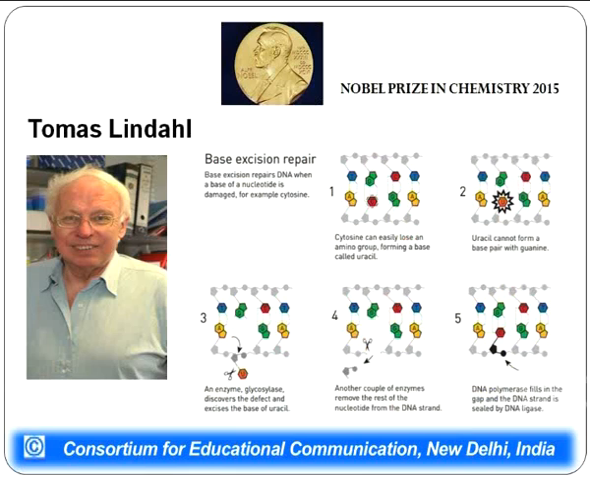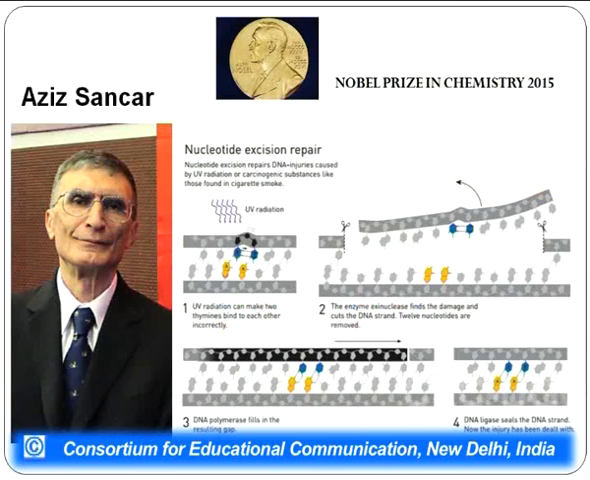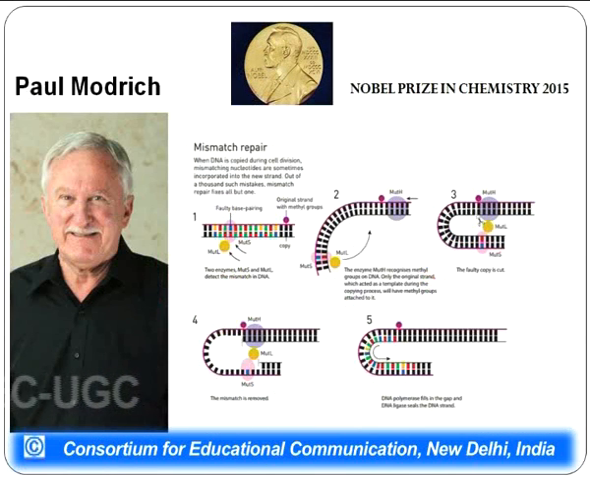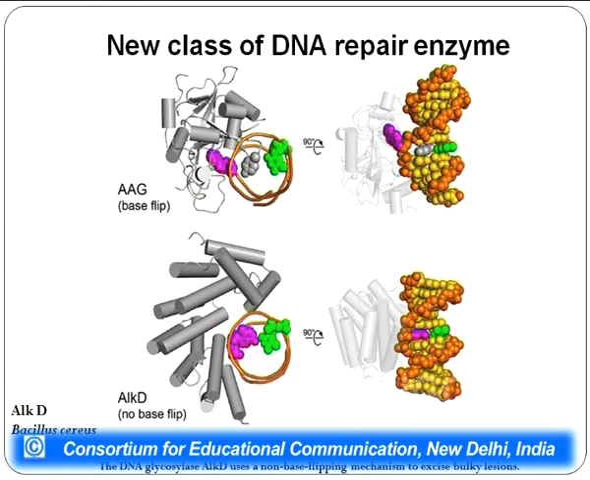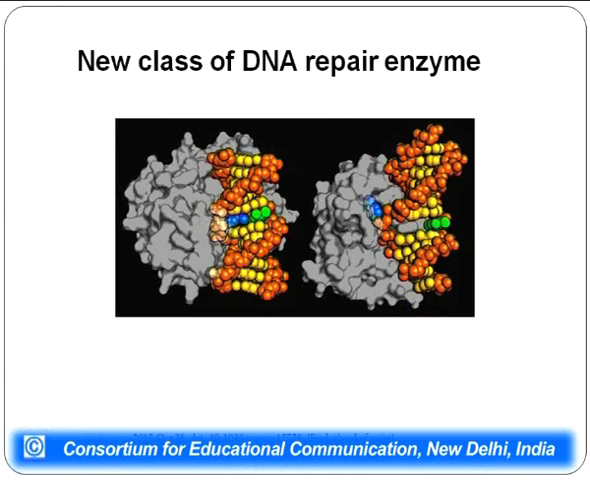In this particular year, that is 2015, the Nobel Prize has been given to 3 scientists, namely Tomas Lindahl, who found out about base excision repair, Aziz Sancar, who found out about nucleotide excision repair, and Paul Modrich, who found out about mismatch repair. After these announcements, a new class of DNA repair enzyme has been found, a glycosylase, which does not require flipping of the damaged base.